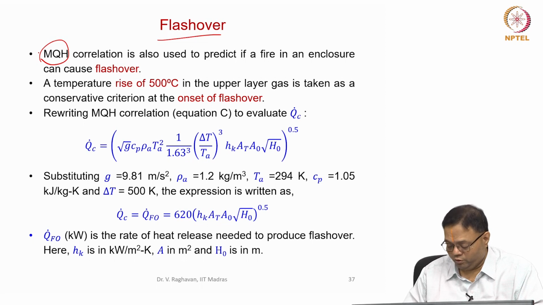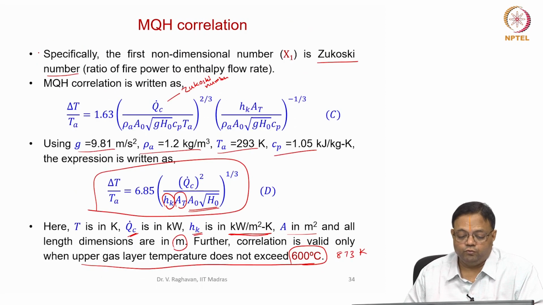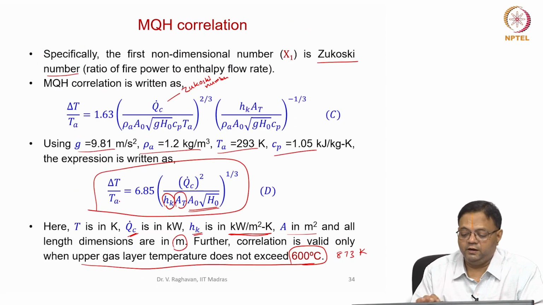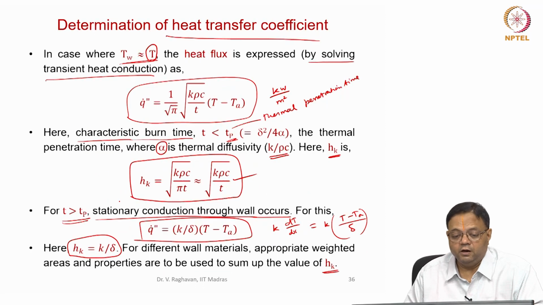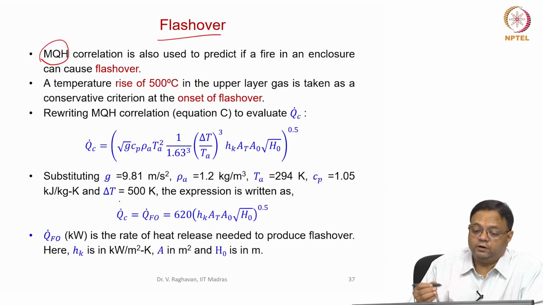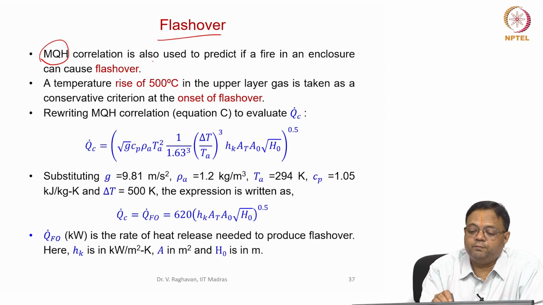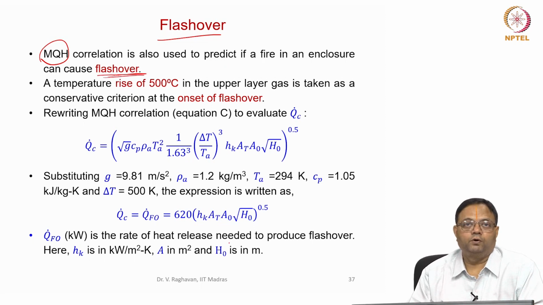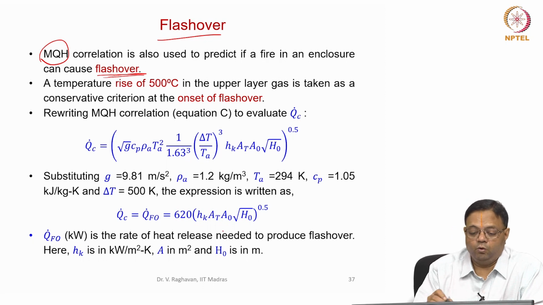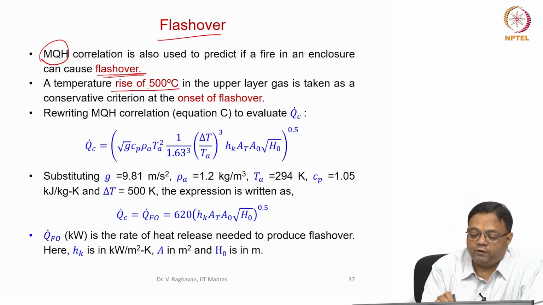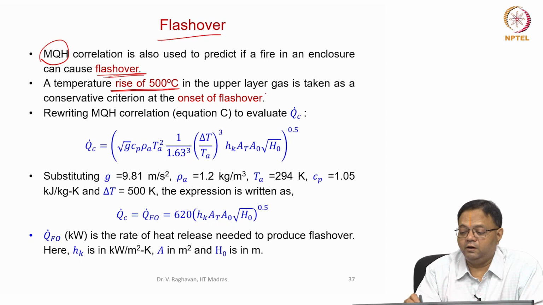Basically the MQH relationship is used to find delta T by TA, correct. Now, the MQH relation can be used to predict the flashover condition. A temperature rise of about 500 degrees in the upper layer of the gas can be taken as one of the thumb rules.